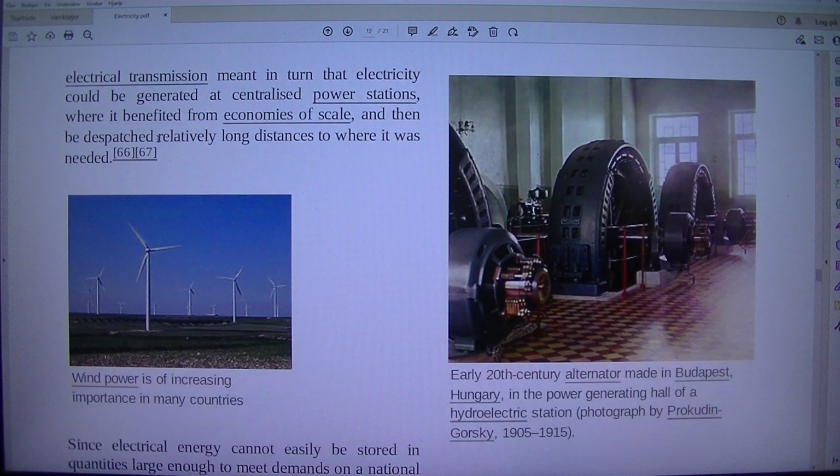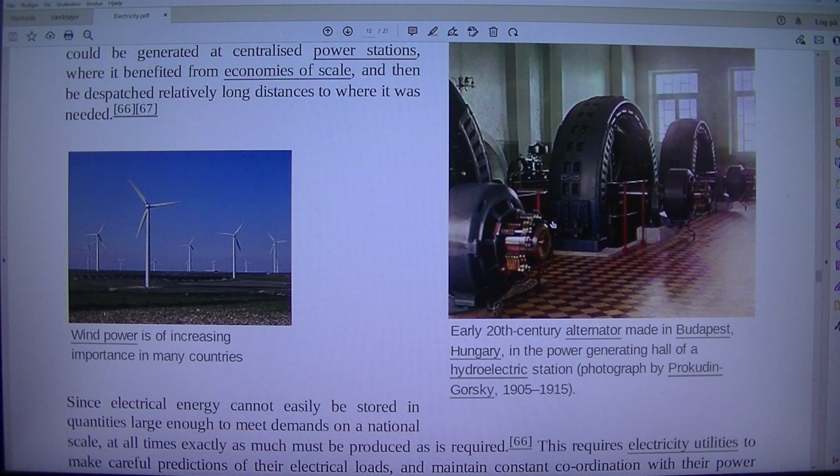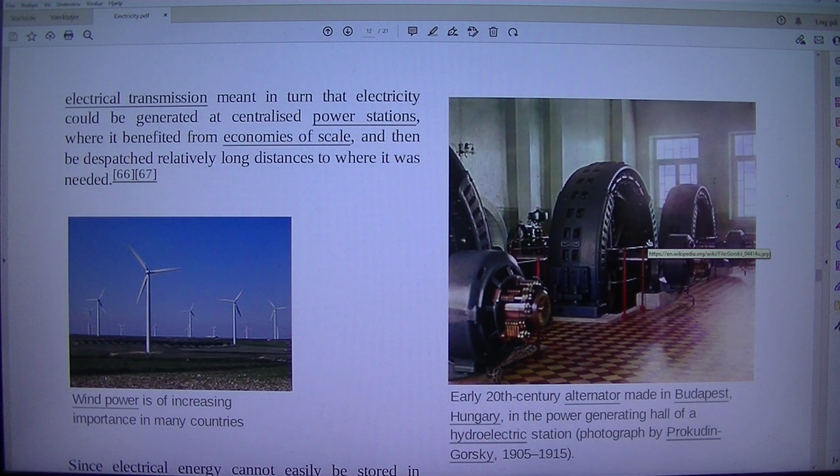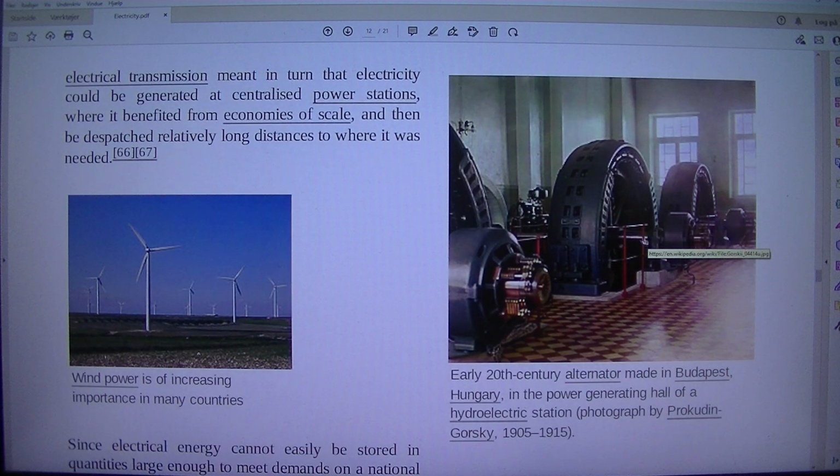Early 20th century alternator made in Budapest, Hungary, in the power generating hall of a hydroelectric station, photographed by Prokudin-Gorsky, 1905-1915. Electrical transmission meant in turn that electricity could be generated at centralized power stations where it benefited from economies of scale, and then dispatched relatively long distances to where it was needed.